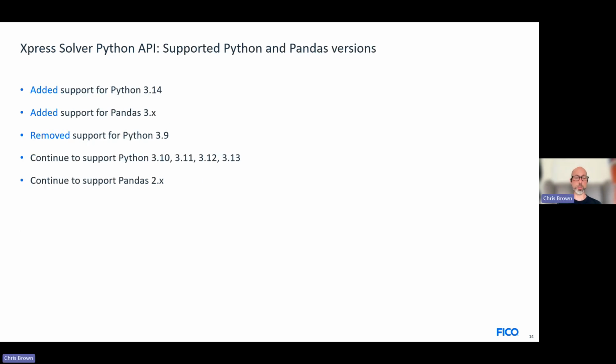So moving on to supported Python versions and Pandas versions. Firstly, we've added support for Python 3.14, which was released in the last few months. And we've also added support for Pandas 3. Python 3.9 is now out of support, so that's been removed from Xpress in that 9.9 doesn't ship any 3.9 packages. And we continue to support the Python versions in between, that's 3.10, 3.11, 3.12, and 3.13. And we continue to support Pandas 2 as well, all the different flavors of Pandas 2, since they are also still supported.